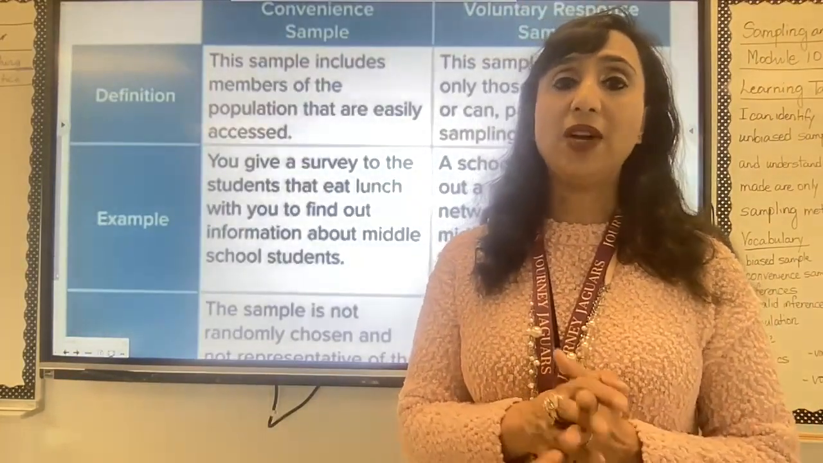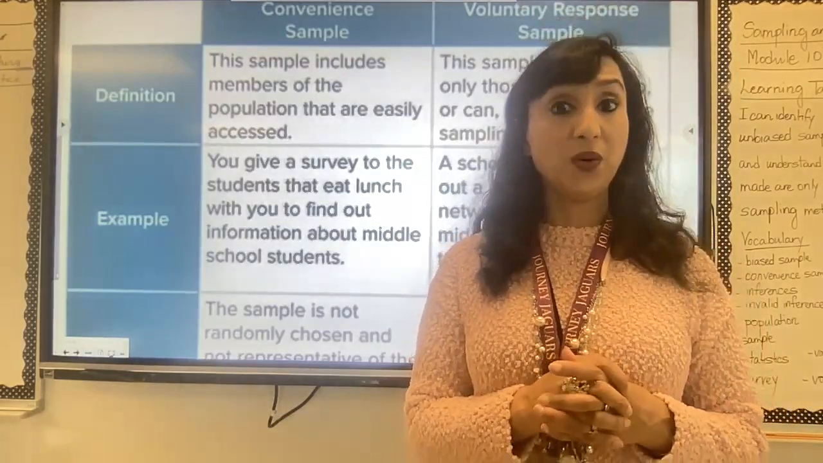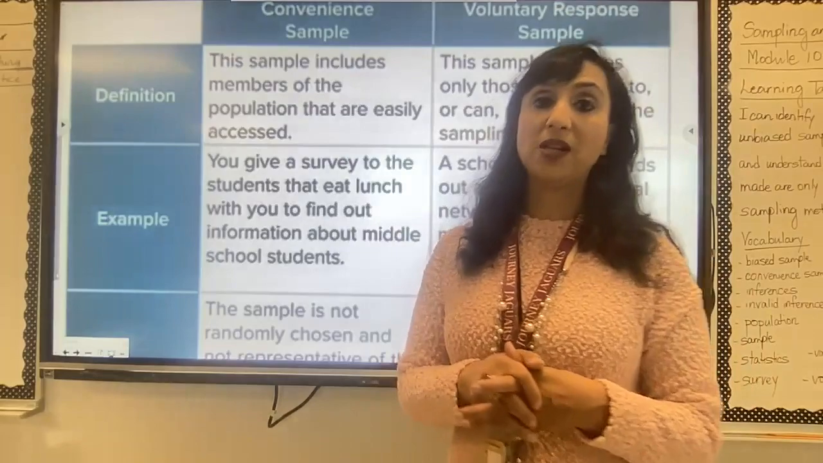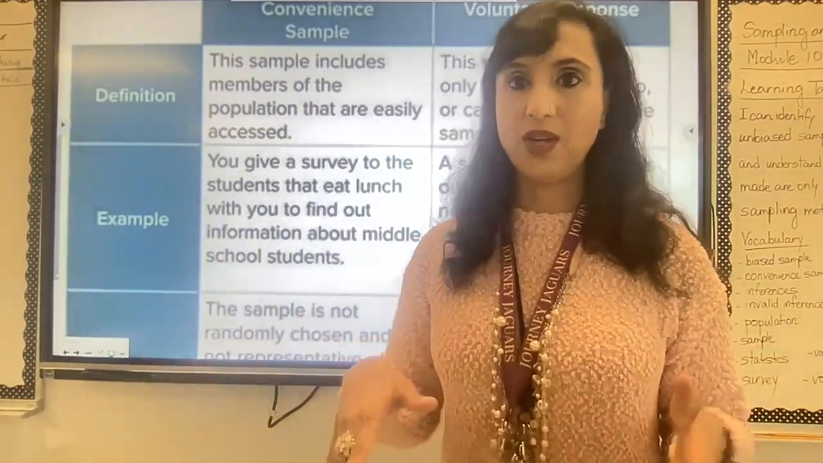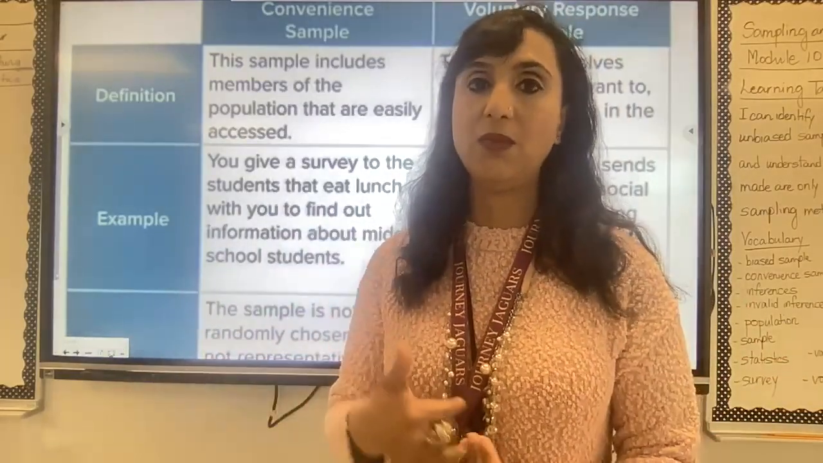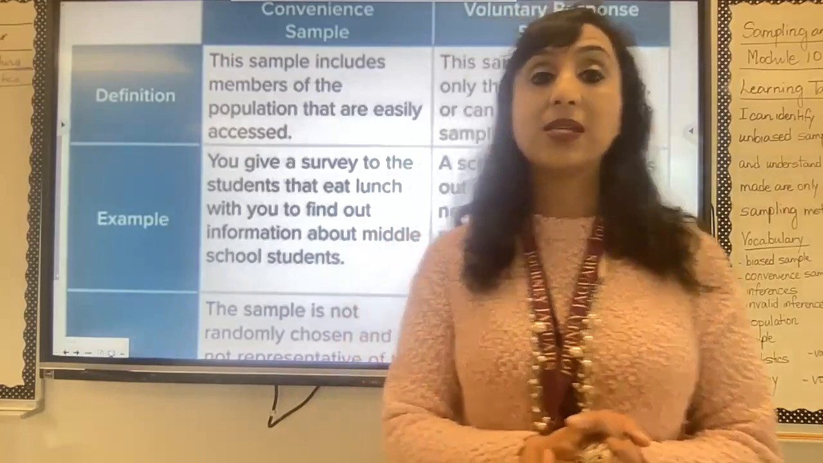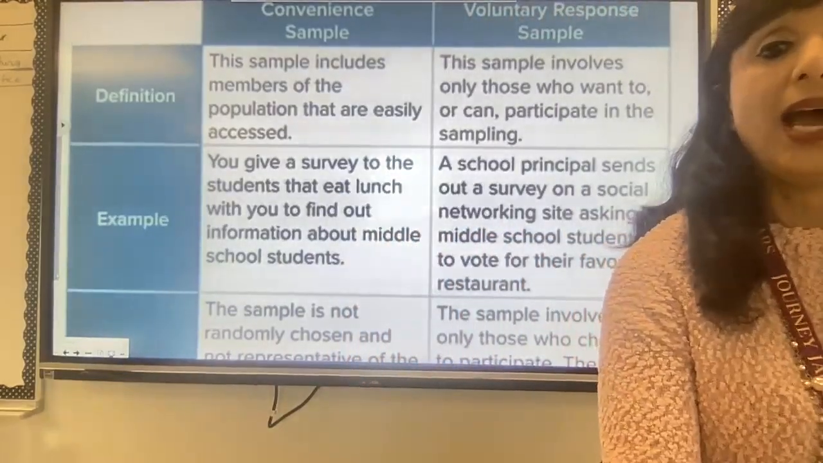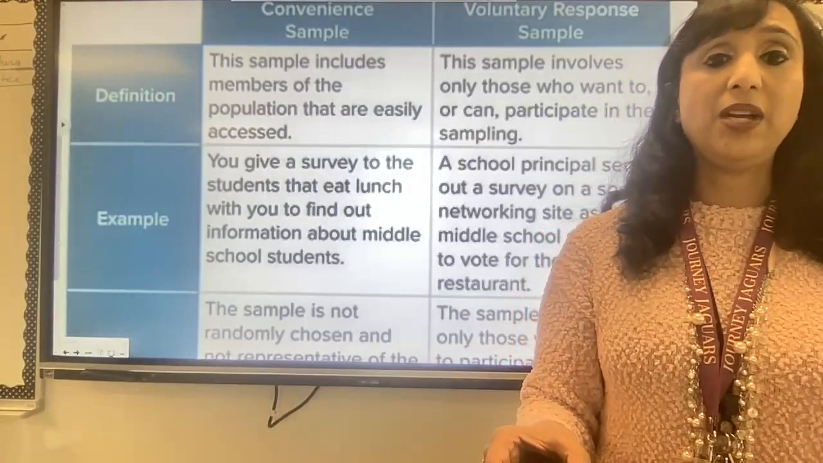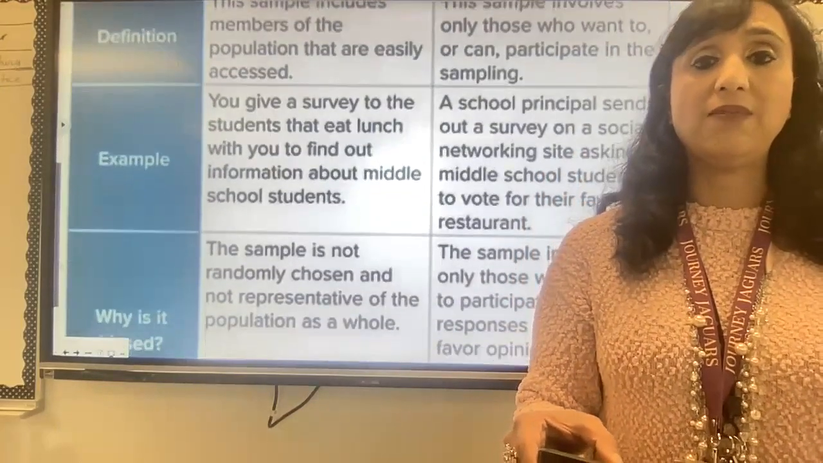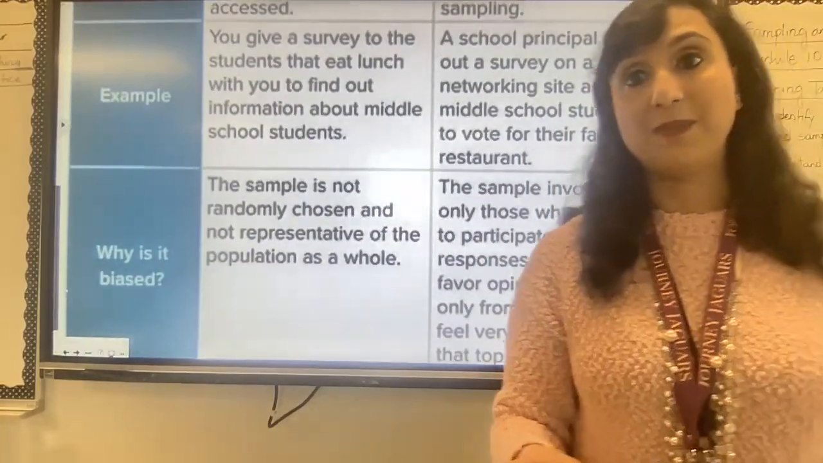For example, you give a survey to the students that eat lunch with you to find out information about middle school students. But it's not representative of the entire middle school. You're just looking at those students who are eating lunch with you because it is convenient for you. That's why it is a convenience sample. Therefore, this sample is not randomly chosen and not representative of the population as a whole, and that is why it is biased.